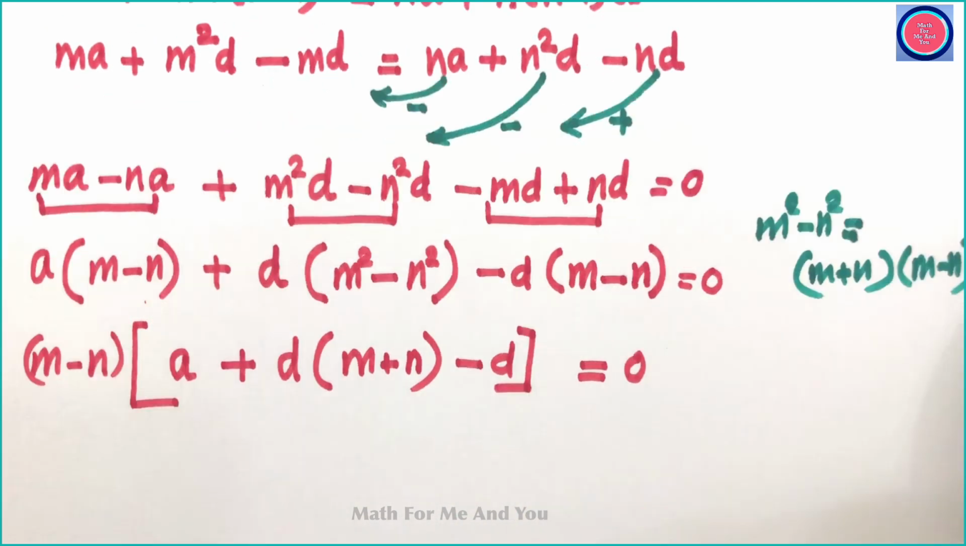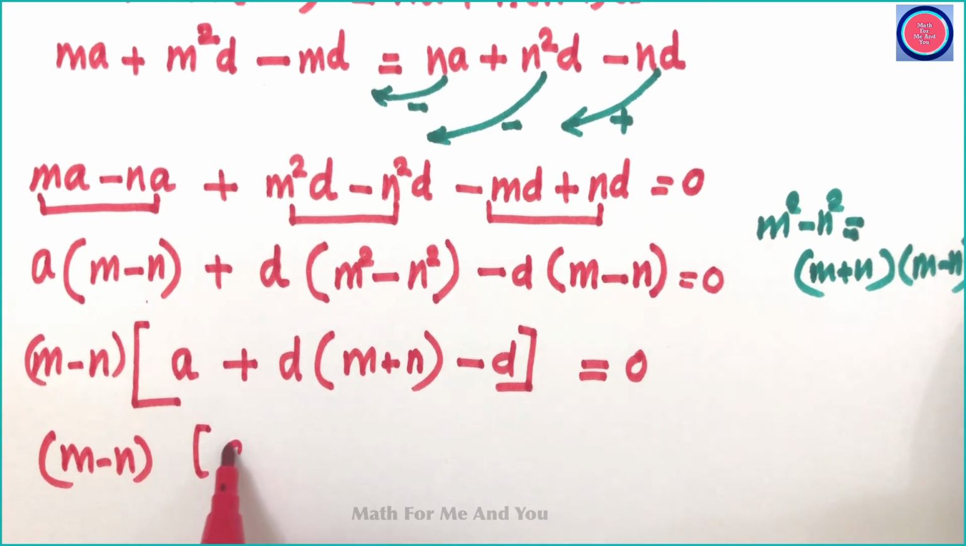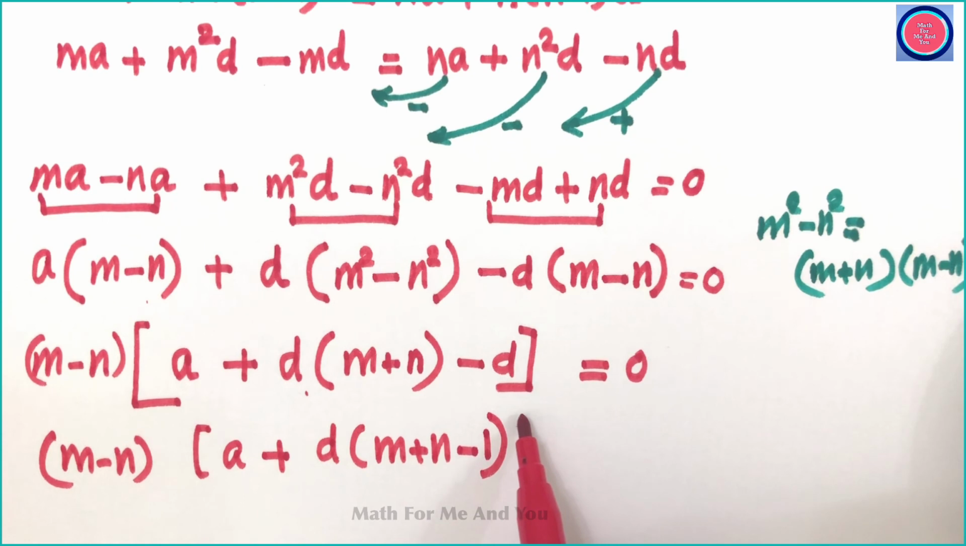equal to 0. Again we can simplify the bracket so that m minus n we write same. Inside the bracket just simplify. a write same. But the second and third term, from here and here we can take d common factor: m plus n minus 1. Because minus d means d outside, so it is minus 1. Close the bracket. Equal 0.